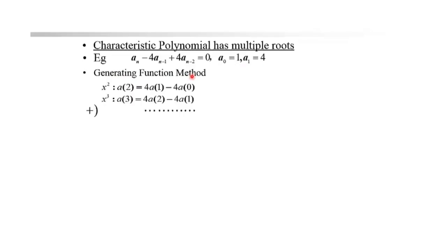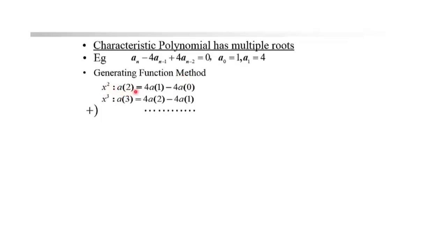Now let's discuss how to deal with a case when it has multiple roots. So we could say that if there are multiple roots, for instance, there's such a recurrence relation: an minus 4an minus 1 plus 4an minus 2 equal to 0. The initial values are a0 equal to 1 and a1 equal to 4. And first, let's assume that we don't use the characteristic equation, and we choose the original method, which is to use the generating function.